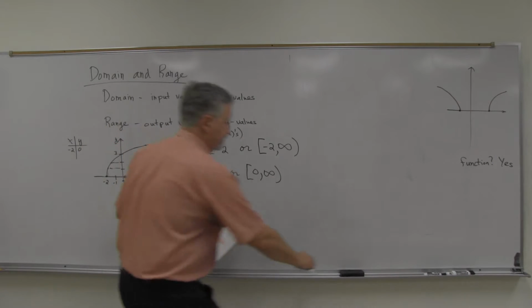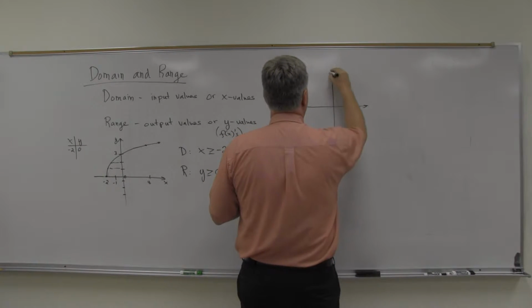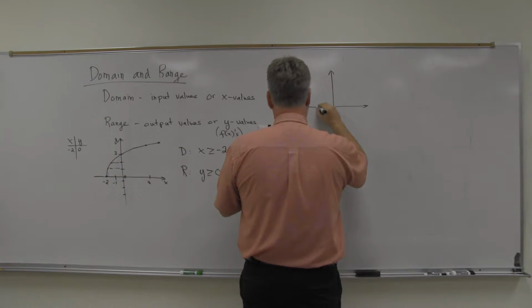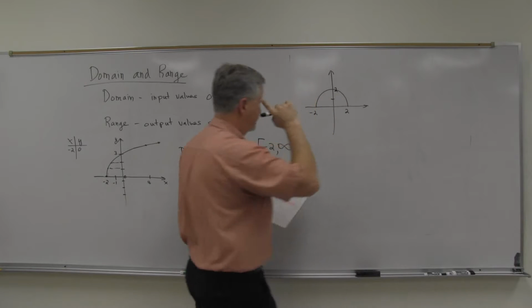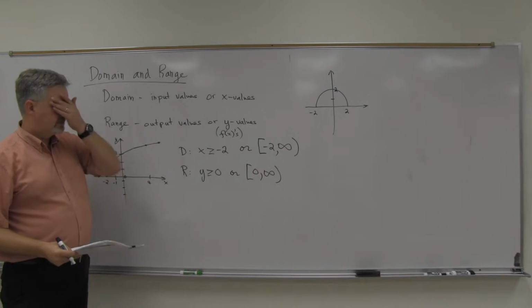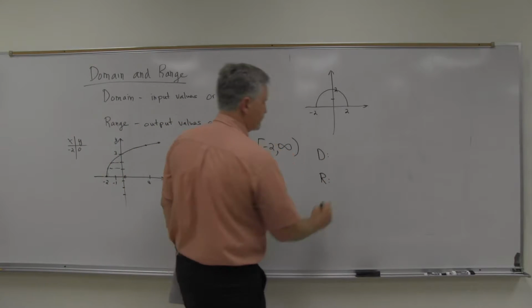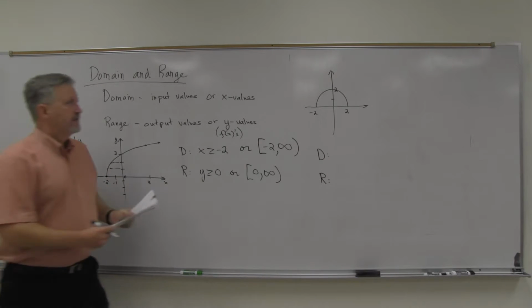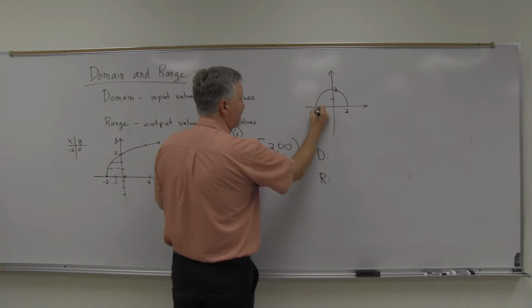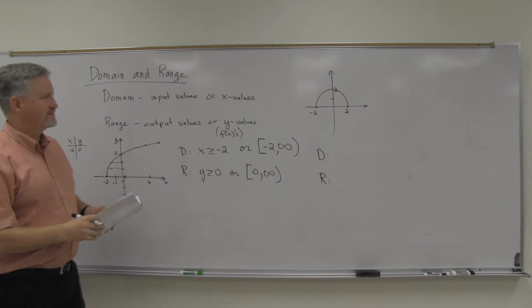All right, so here's number 2. And it's half a circle. There's 2 up here, 2 to -2, and then up to 2 there. All right, so again, domain and range. Since they don't go off the axis there, that's where those start and stop.